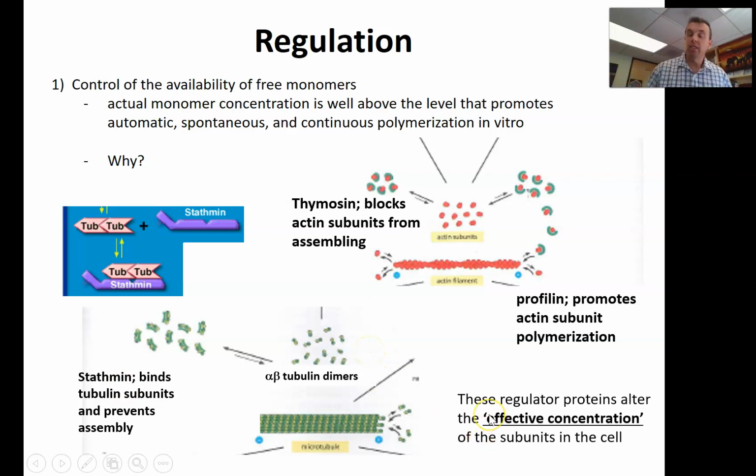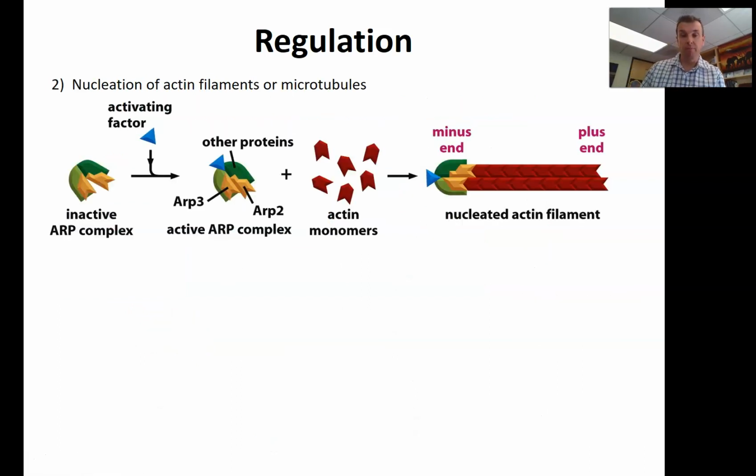So again, that term, the effective concentration, is really important. That is the concentration of the monomers that are available to polymerize. And that's different than the actual concentration, which allows the cell to change the effective concentration quite rapidly because it doesn't have to wait for the monomers to be made and degraded and made and degraded. Instead, you just block them with thymosin or Stathmin, and then you inhibit thymosin or Stathmin, and thus release more of them to be available, increasing the effective concentration.